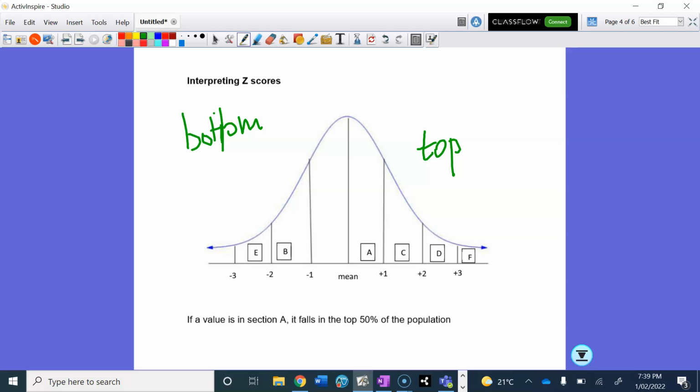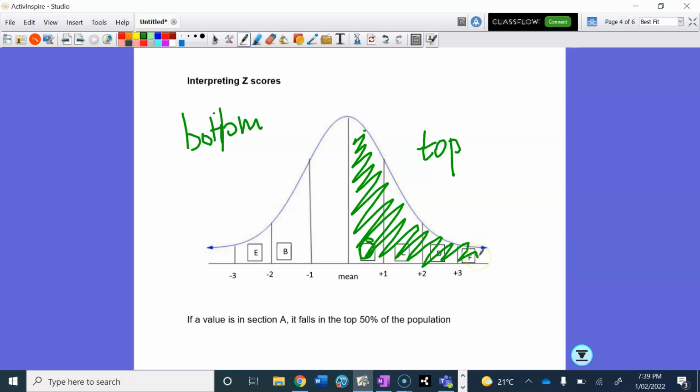So having a look at if a Z-score falls in section A. Section A is here and basically means the Z-score would be bigger than 0 and smaller than 1 to fall in that section. So it could be a Z-score of 0.6, or 0.25, or 0.9. All of those Z-scores would fall in that section A. So as long as you know where it is, you can go, okay, it's in section A, it's in that part of the graph.